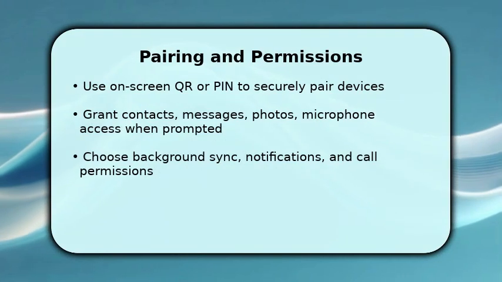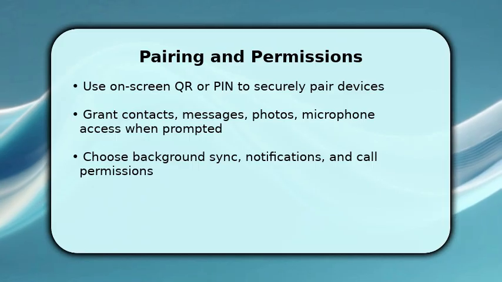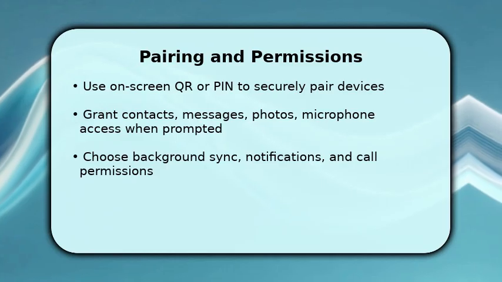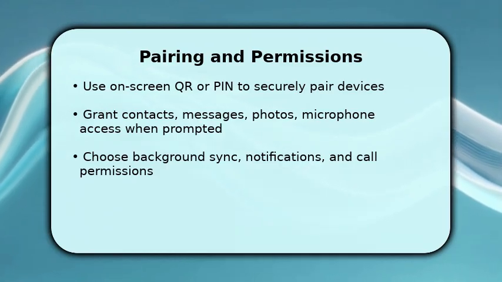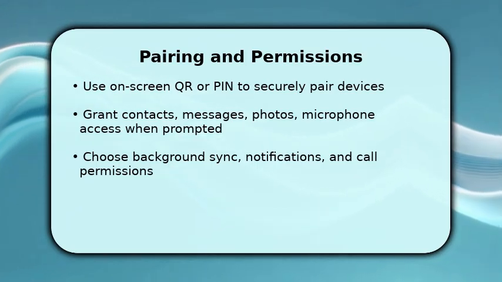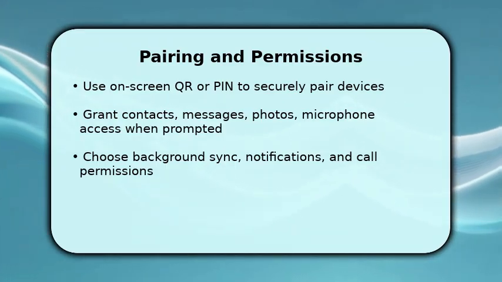Once done, pair the devices. Use the QR code or PIN shown in the Windows app and scan or enter it on your phone. Make sure you grant required permissions: contacts, messages, photos, and microphone, because the app needs them to mirror notifications and place calls. On Windows, confirm notification access and background app permissions so syncing continues when apps are closed.